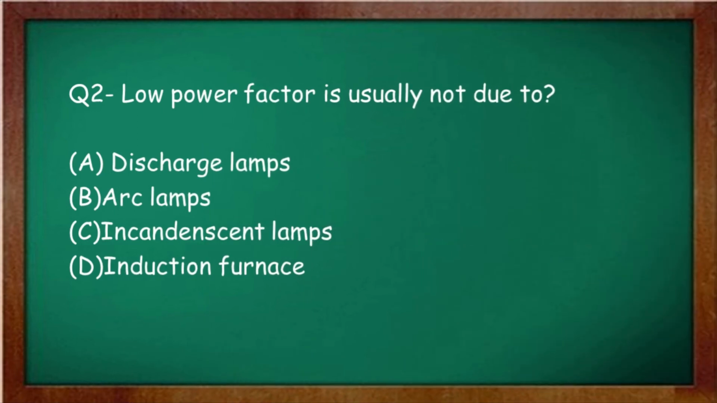Question 2. Low power factor is usually not due to option A discharge lamp, option B arc lamps, option C incandescent lamps, or option D induction furnace. The right option is incandescent lamps, option C.